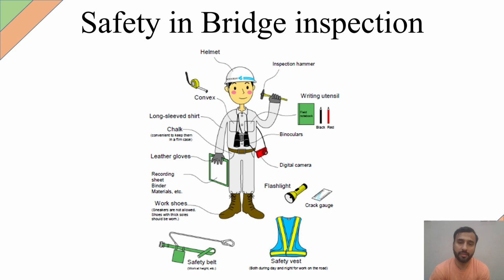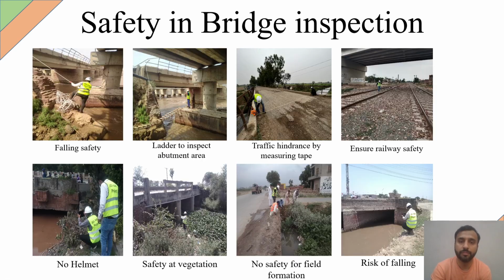This is the last part of my presentation. As the image shows, this is how the bridge inspector should look. All such gadgets should be possessed while doing the bridge inspection, including helmet, safety vest, safety belt, rope, flashlight, a notepad for notes, and a hammer to check soundness, and so on. Here are a few example photos that the JICA bridge inspectors used while doing the bridge inspection.